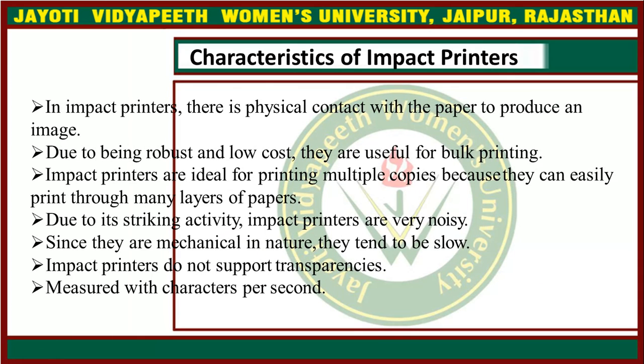Now the characteristics of impact printers are: there is physical contact with the paper to produce an image. Due to being robust and low cost, they are useful for bulk printing. Impact printers are ideal for printing multiple copies because they can easily print through many layers of paper. Due to their striking activity, impact printers are very noisy. Since they are mechanical in nature, they tend to be slow, and they do not support transparency. Speed is measured in characters per second.